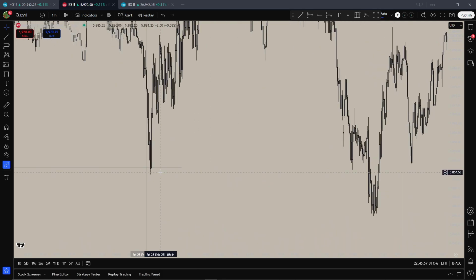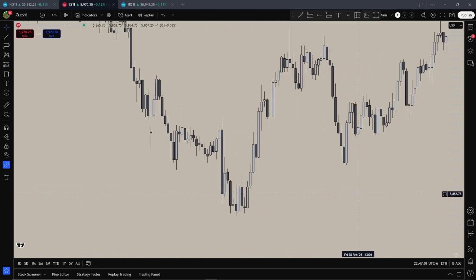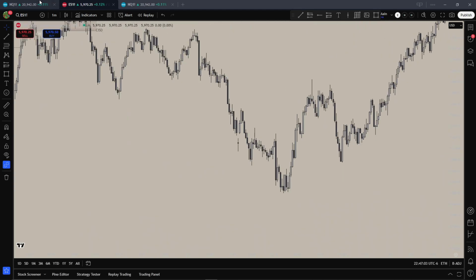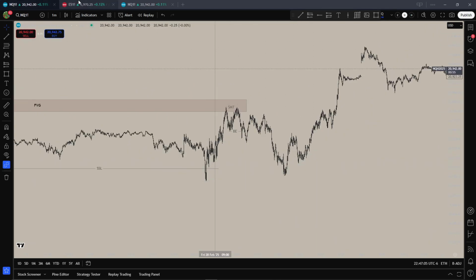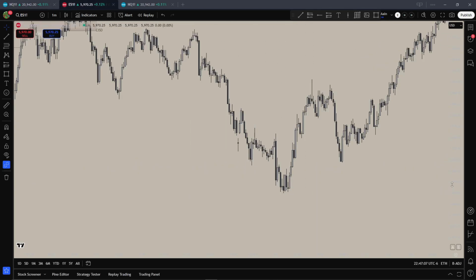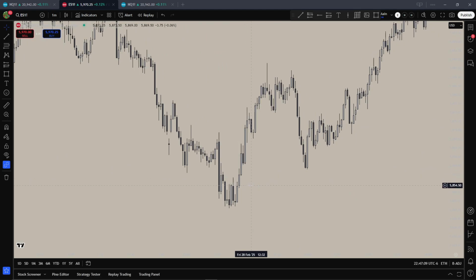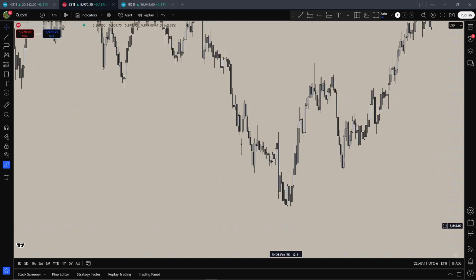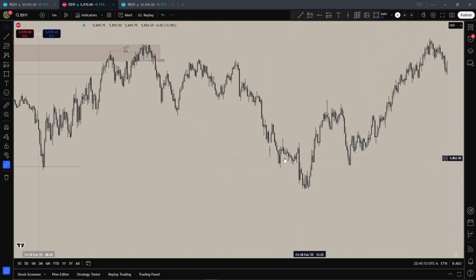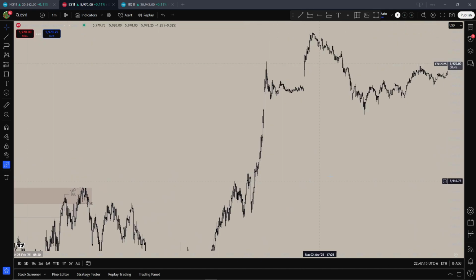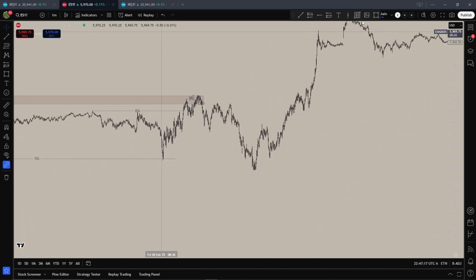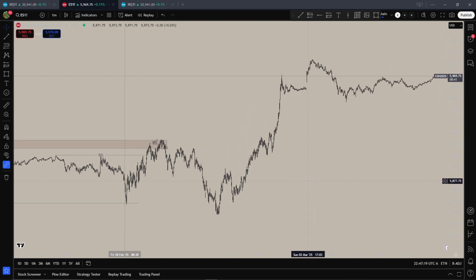Since we had this sell side liquidity taken with SMT on NQ and ES, I could have taken a trade, but I didn't want to. Again, it was lunchtime, and we can see that after that, price ran. And so, yeah, that is the Friday, February 28th trade recap.